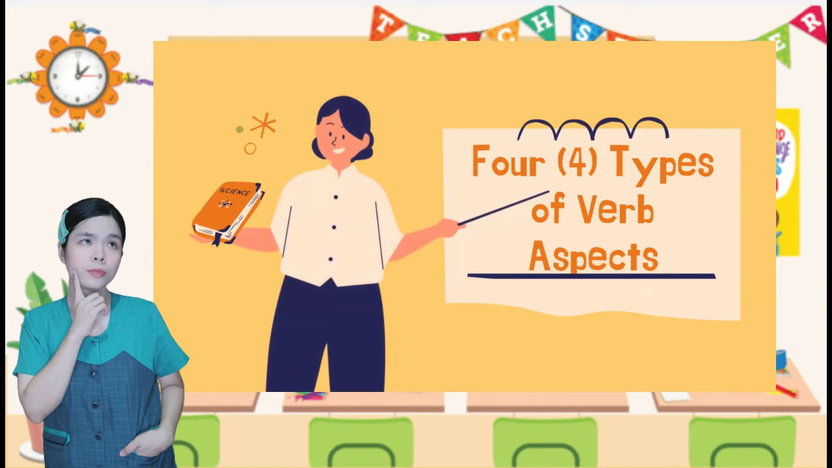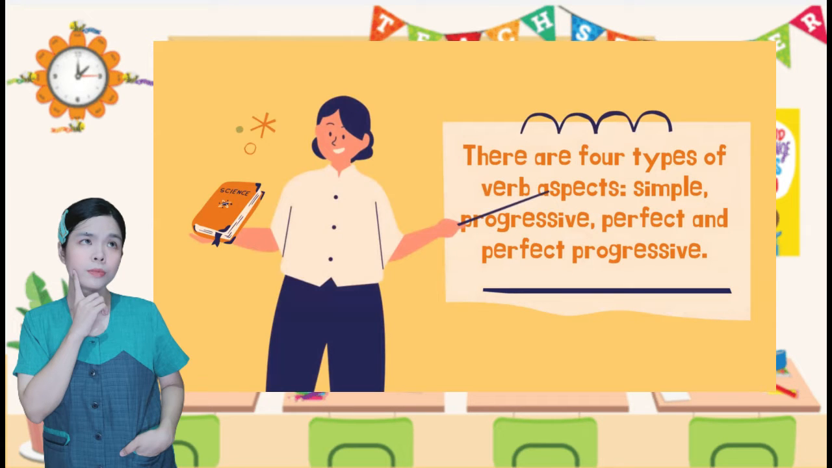So before we proceed to the tenses and the progressive aspects of the verb, let us first know what the 4 types of verb aspects are. Actually, class, there are 4 types of verb aspects. The first one is simple. The next one is progressive. The next one is perfect. And the last one is perfect progressive. But for our lesson, we are just going to discuss the simple aspect and the progressive aspect.